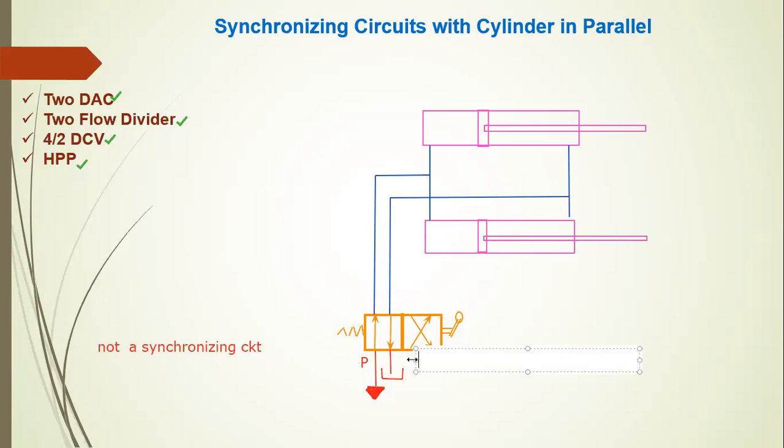Here the connection is T, connected to the tank. Here the connection is A and here the connection is B. The connection here is C, and also the second cylinder C. Here the connection is D, and here also the connection is D.